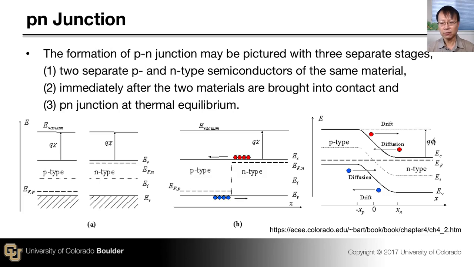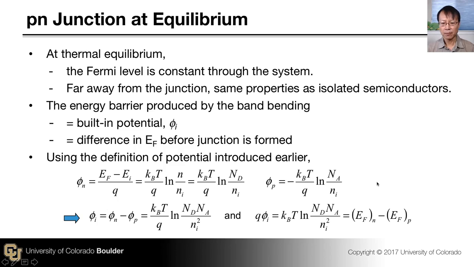So as shown in the previous slide, at equilibrium in a p-n junction, the Fermi level is constant, and your conduction band and valence band bend. This band bending represents the energy difference between the p-type side and n-type side, and that energy difference is equal to the electric potential energy difference due to the building up of the electric field across the junction.